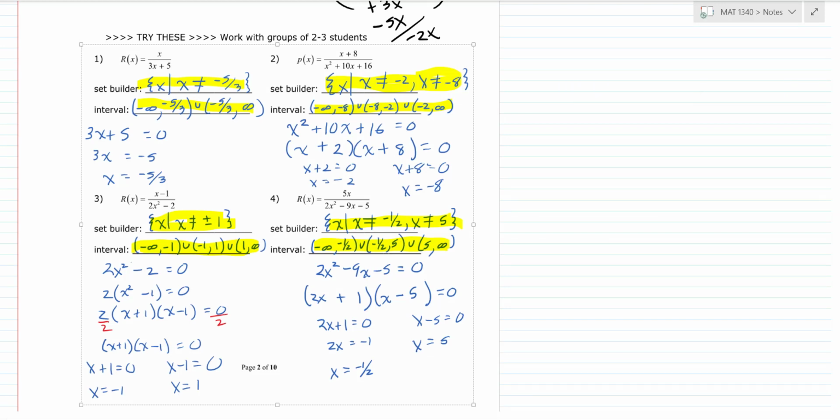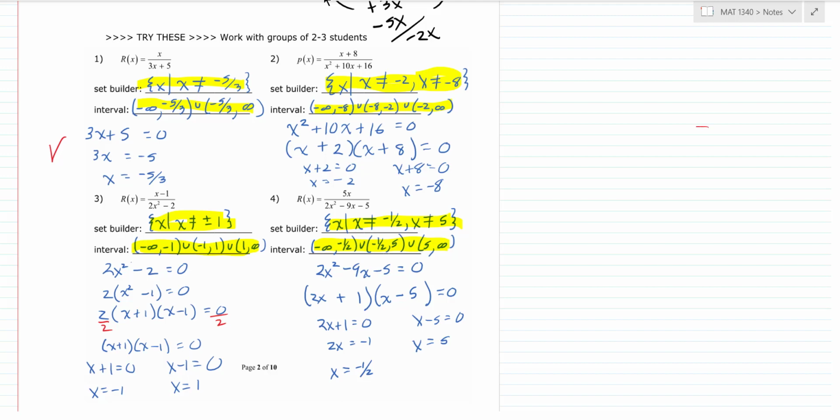I didn't see anybody have any problem with number 1. So it's just basically x cannot be negative 5/3. So that's your set builder and interval. The next one, factoring, I think everybody was successful factoring that as x plus 2, x plus 8. So x can't be negative 2 and it can't be negative 8. So I just wrote set builder, set of x. It can't be negative 2, it can't be negative 8. Doesn't matter which order you put that in.